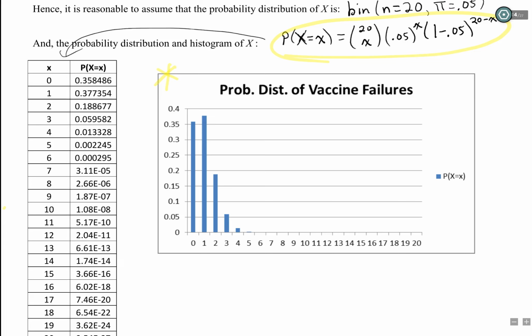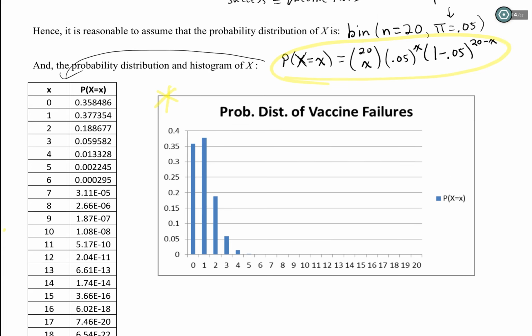When you look at it, look at the picture in particular, the bulk of the probability content is at the lower end of the possible values for x. And this makes sense because the probability of success here is so small. Alright.